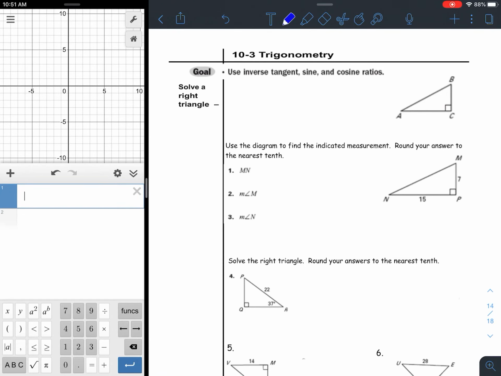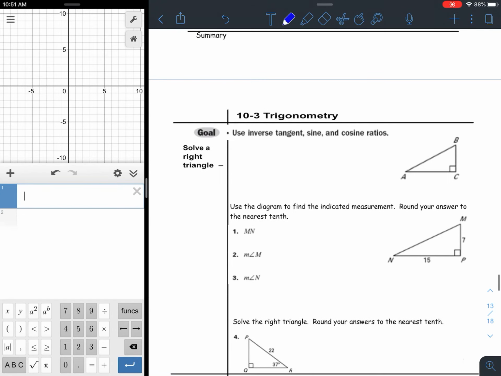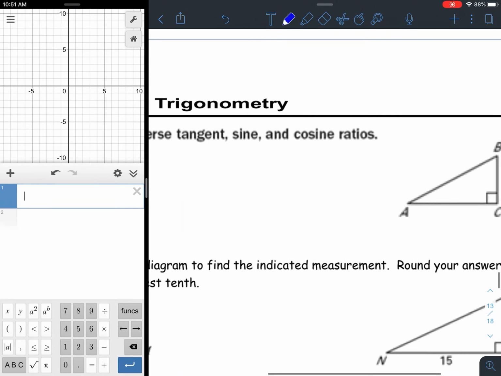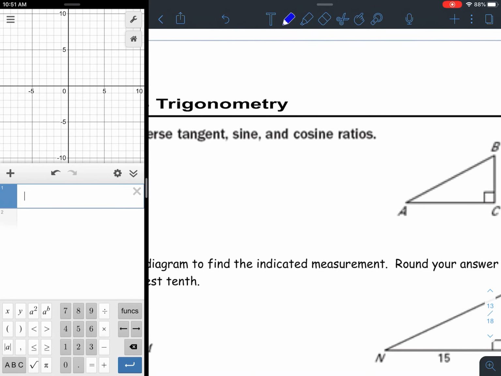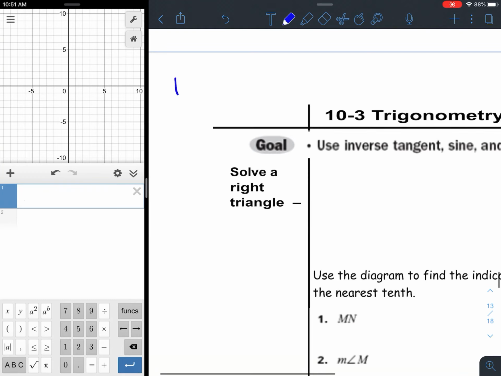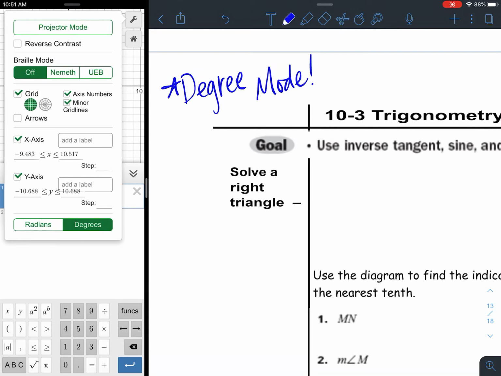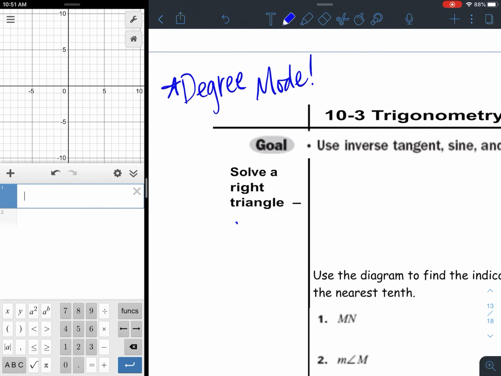All right, guys, we're going to start day 2 of Trig. Today we're going to be solving for our angles. The first thing I want to remind you guys is to please make sure that your calculator is in degree mode. Also, if you have Desmos, remember you can hit that little wrench up there at the top. Make sure that it's on degrees. You'll be ready to go.